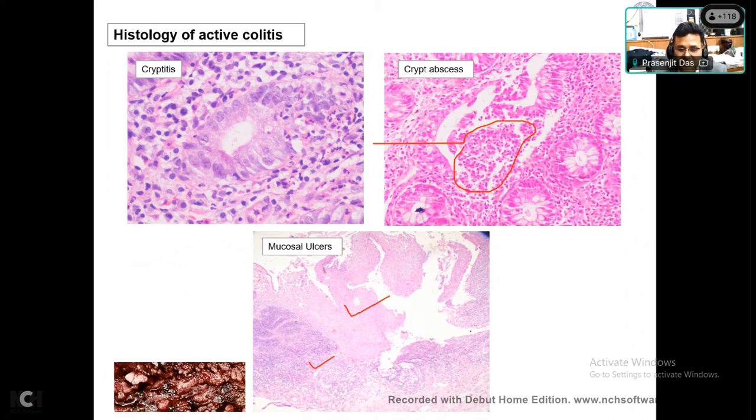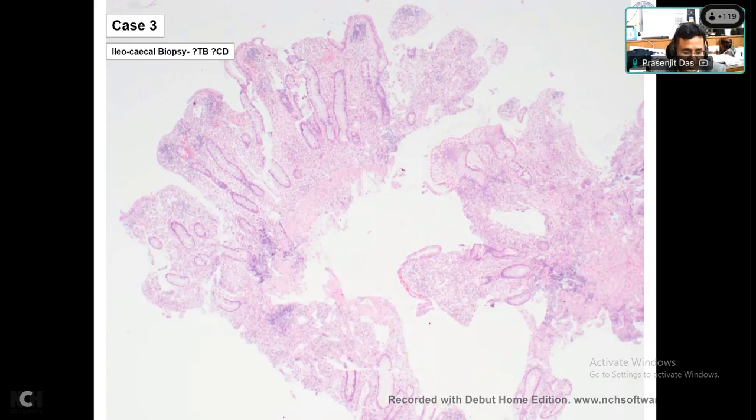If you see there is discontinuity but there is no exudate or granulation tissue, you will call it a denudation. Okay, that should be very clear. And if there is ulceration, you will see erythema and ulcers like this if you look at the endoscopy picture or see the gross specimens. So these are the features of activity.